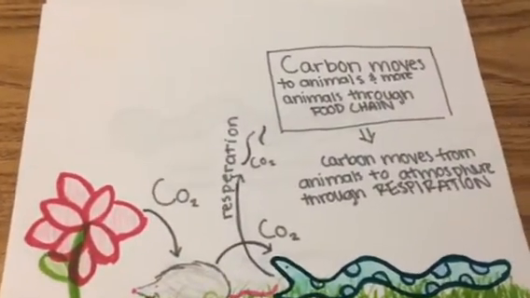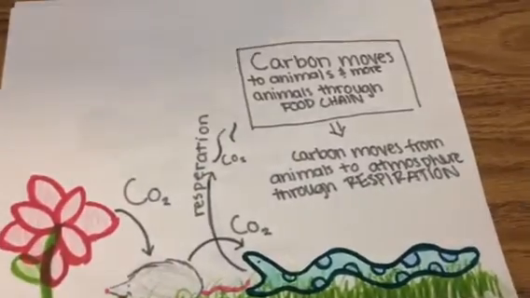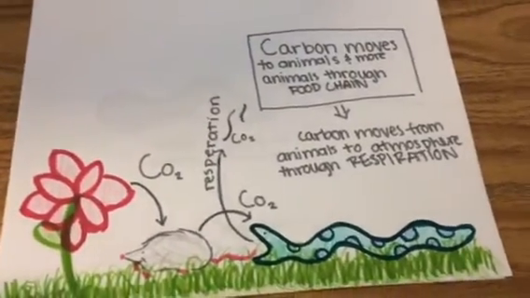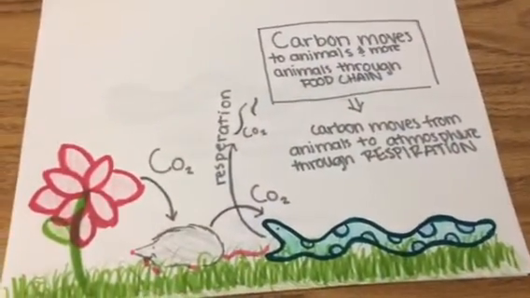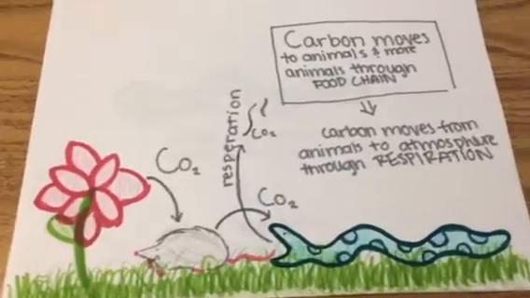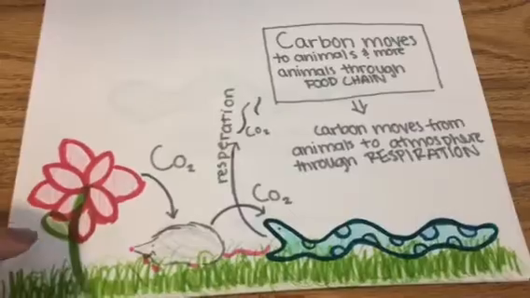Carbon moves from plants to animals. Animals feed on plants and other vegetation, therefore the carbon from the plants moves to the animals as they eat them. The cycle continues as animals eat other animals through the food chain. The carbon consumed by these animals is exhaled in respiration as carbon dioxide, returning carbon into the air.